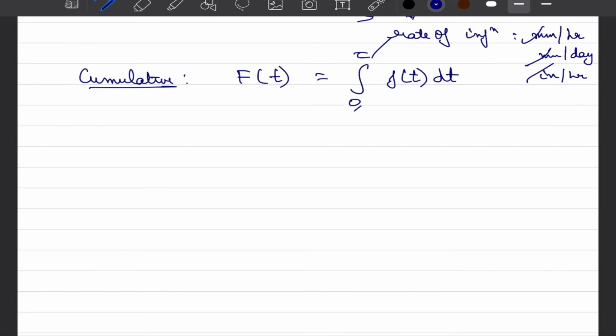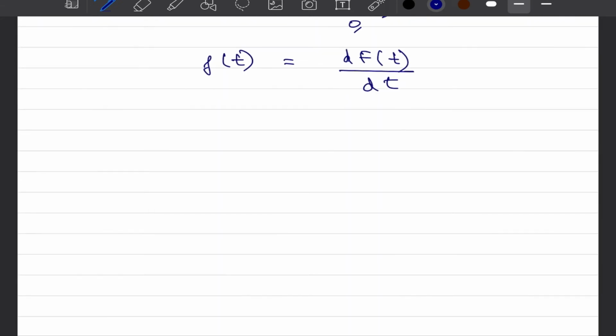Now, if we are given capital Ft and we want to estimate small ft, the math is very simple. Small ft is just the derivative of the function of total infiltration with respect to time. Another question arises: how does this infiltration have to be measured? What we do is typically set up some experiments in the field using double ring or single ring infiltrometers.